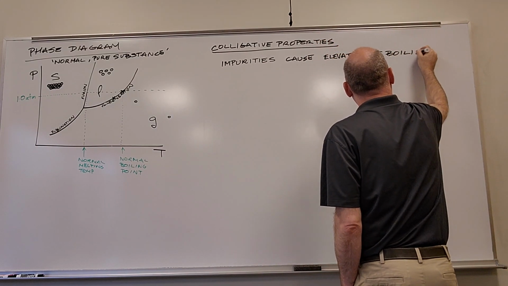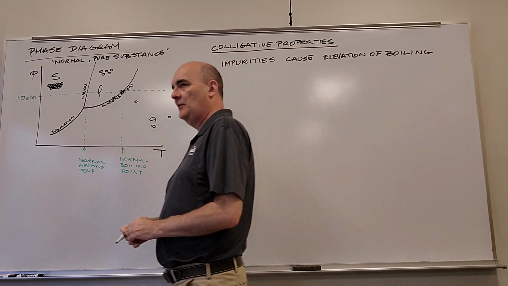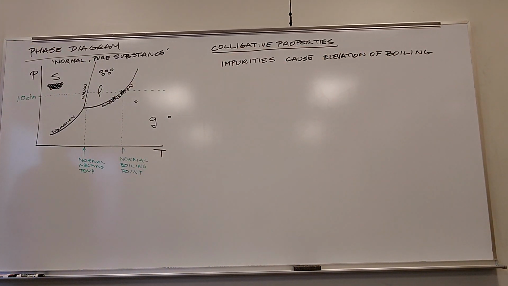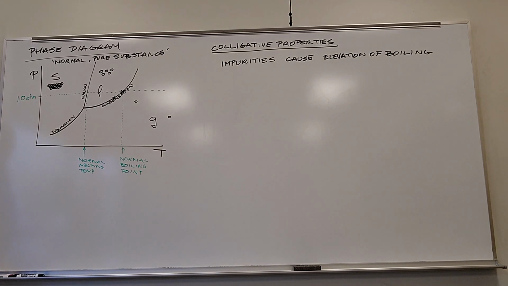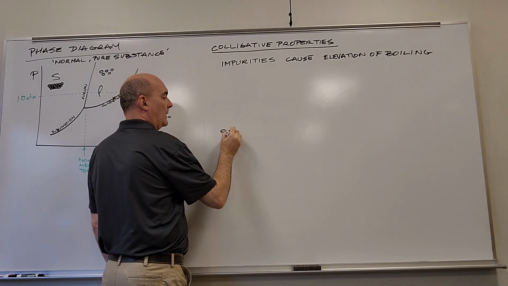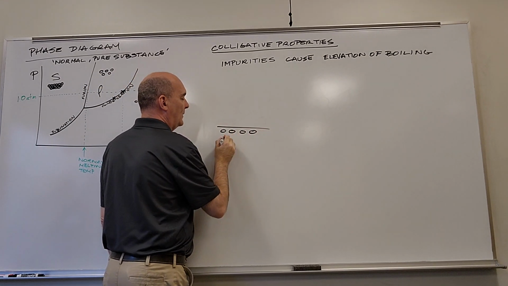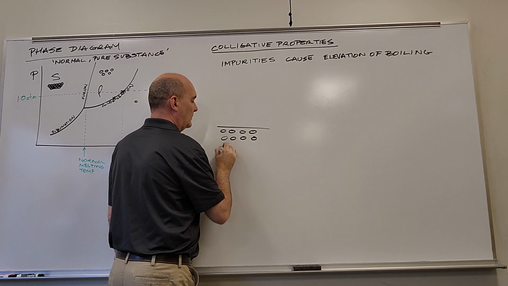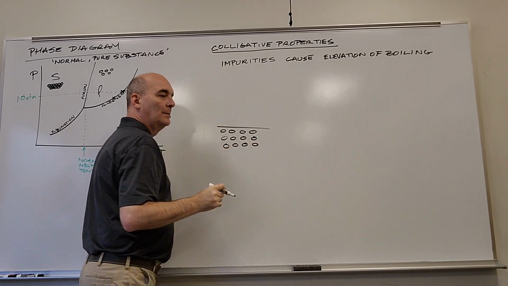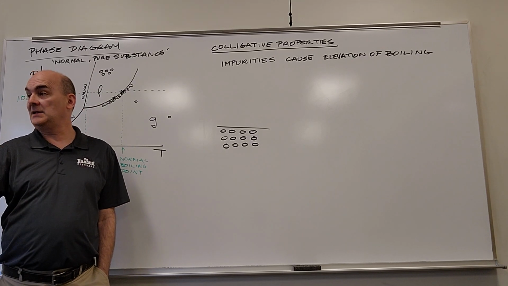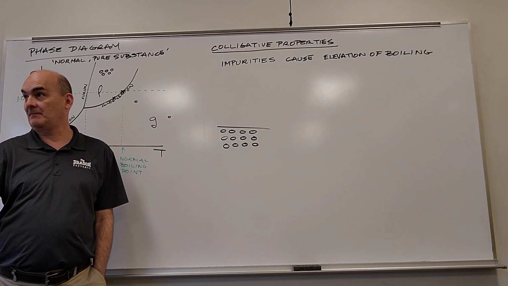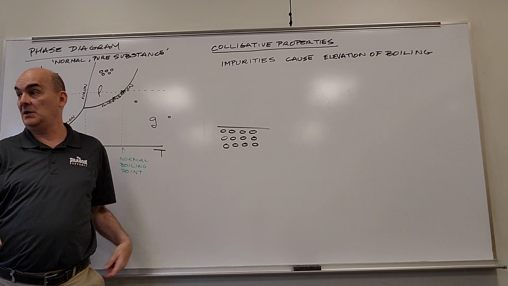It causes the boiling point to be elevated. For all? Everything. Because this is a physical property. In order to boil, here's my liquid. Boiling doesn't happen at the surface. Boiling happens throughout the entire substance. Evaporation happens at the surface.